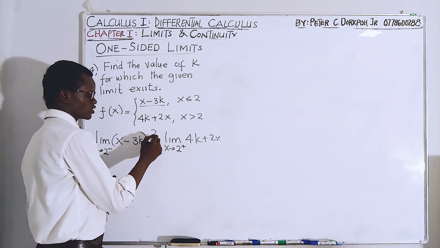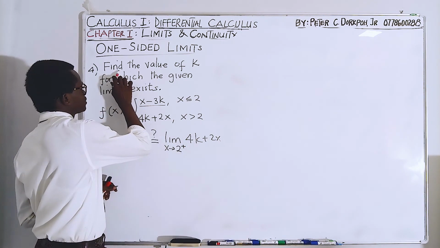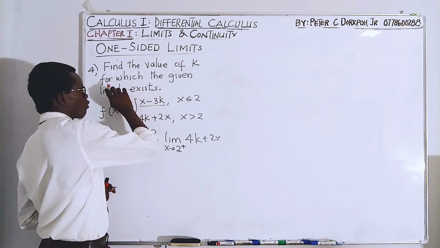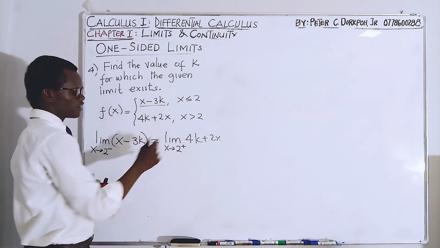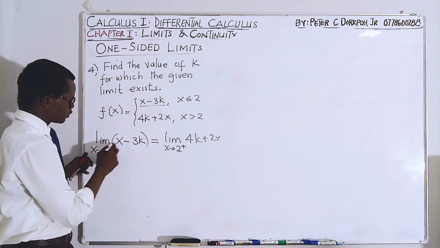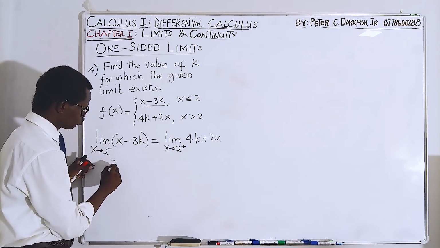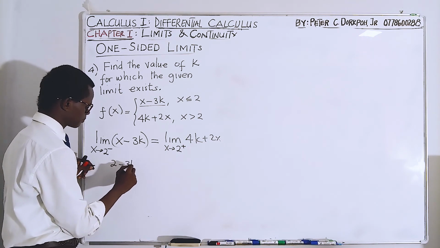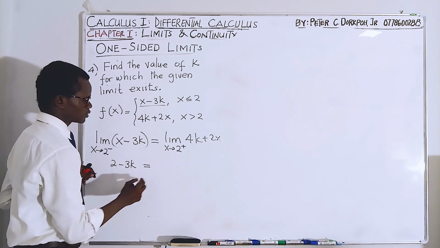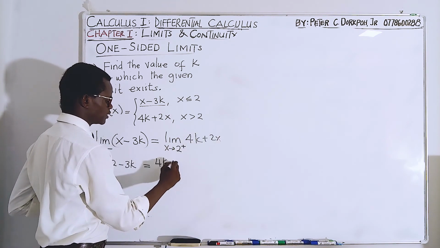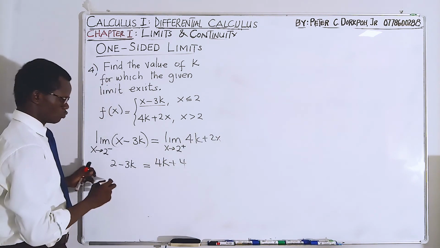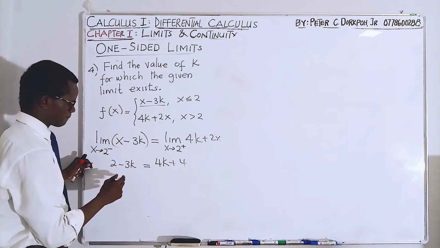Now we don't have to put a question mark here, because the question says find the value of k for which the given limit exists. So it means the limit exists, and we need to find the value of k. So we put in the value of 2 here. You have 2 minus 3 times k equals 4k plus 2 times 2, which is 4. So we solve for k.